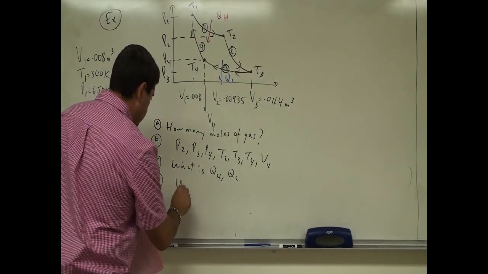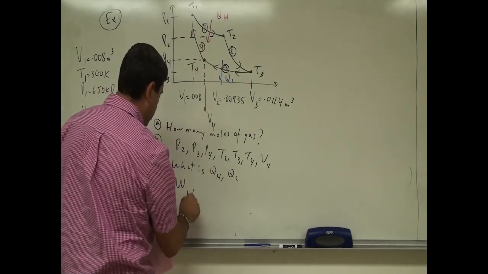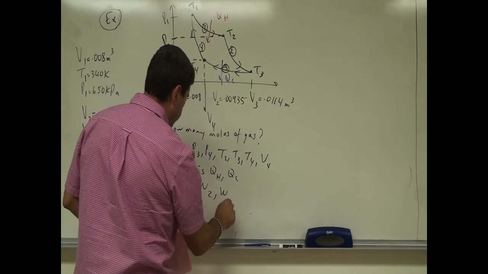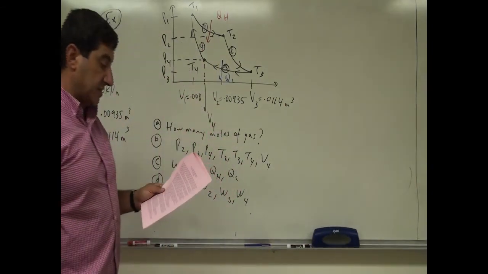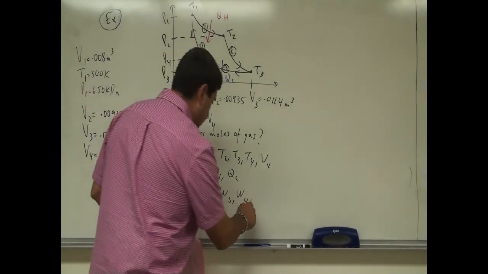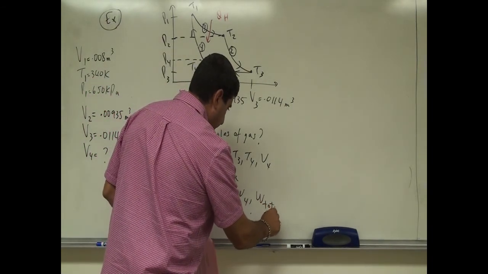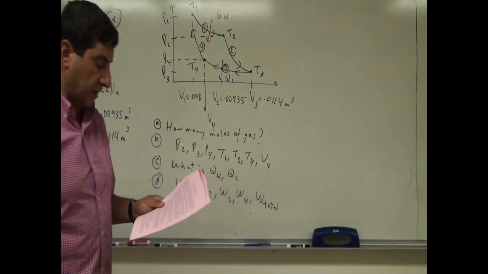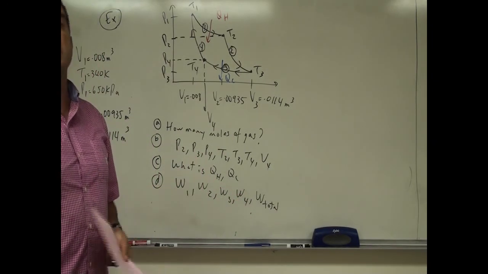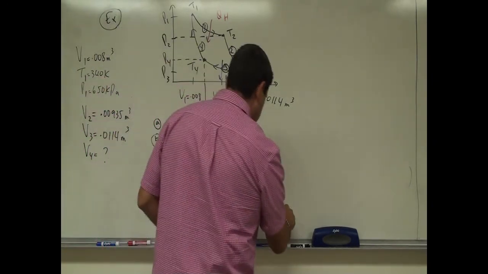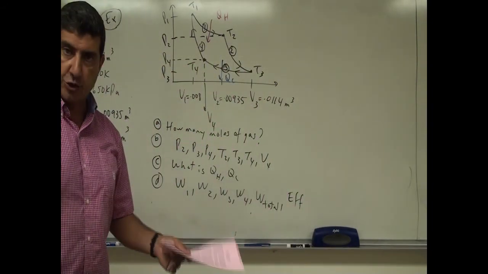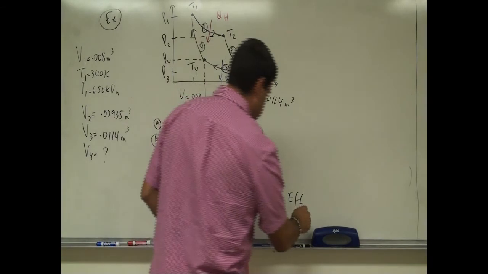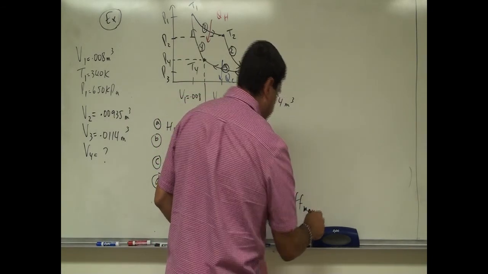So what is the work done by the gas in each state? Work 1, W2, W3, W4, right? And then it says the total work done by the gas, which we just add up all the works, right? And also the ideal efficiency of this engine. The ideal efficiency is the Carnot efficiency, right? So we can call it the maximum efficiency.